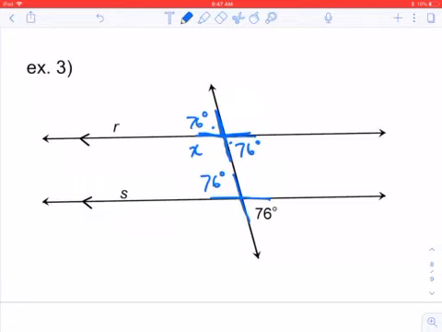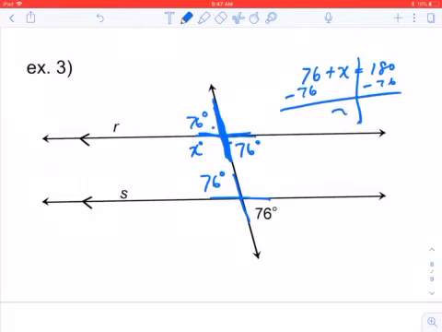Let's say I'm going to fill this one in now. So those two angles together form a straight line. All right, we've got 76 plus x equals 180. That means those two angles are supplementary. Subtract your 76. You get x equals 104. So 104 degrees for this one.